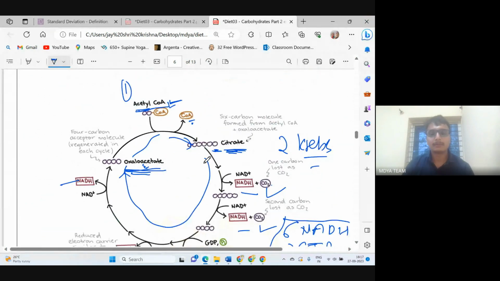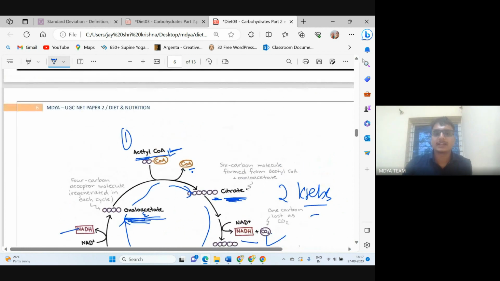What you have to remember here is that the first molecule produced in this reaction is citrate. This is a 6-carbon compound, and after eliminating 2 carbons in the form of carbon dioxide, it becomes oxaloacetate. It is a 4-carbon compound. So the last and first molecule in this is oxaloacetate, and the first formed compound is citrate. So this is all about the Krebs cycle.